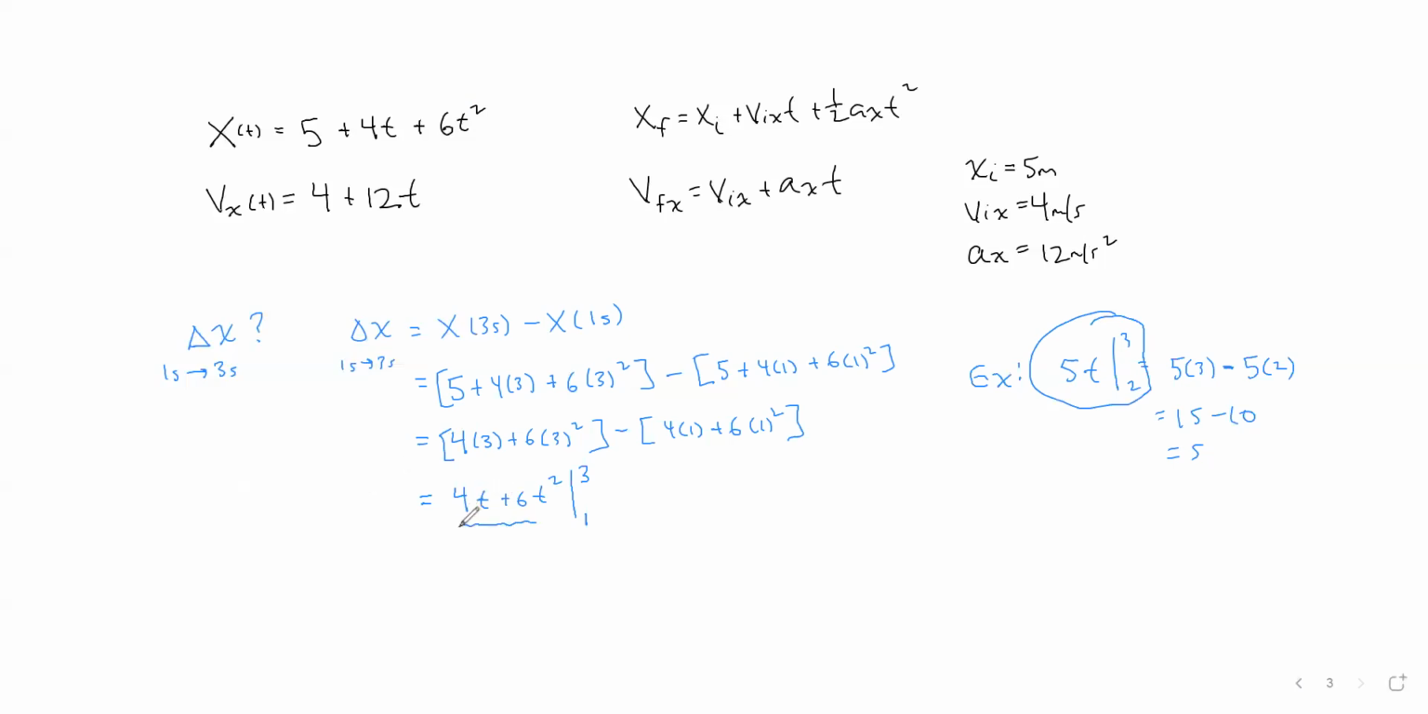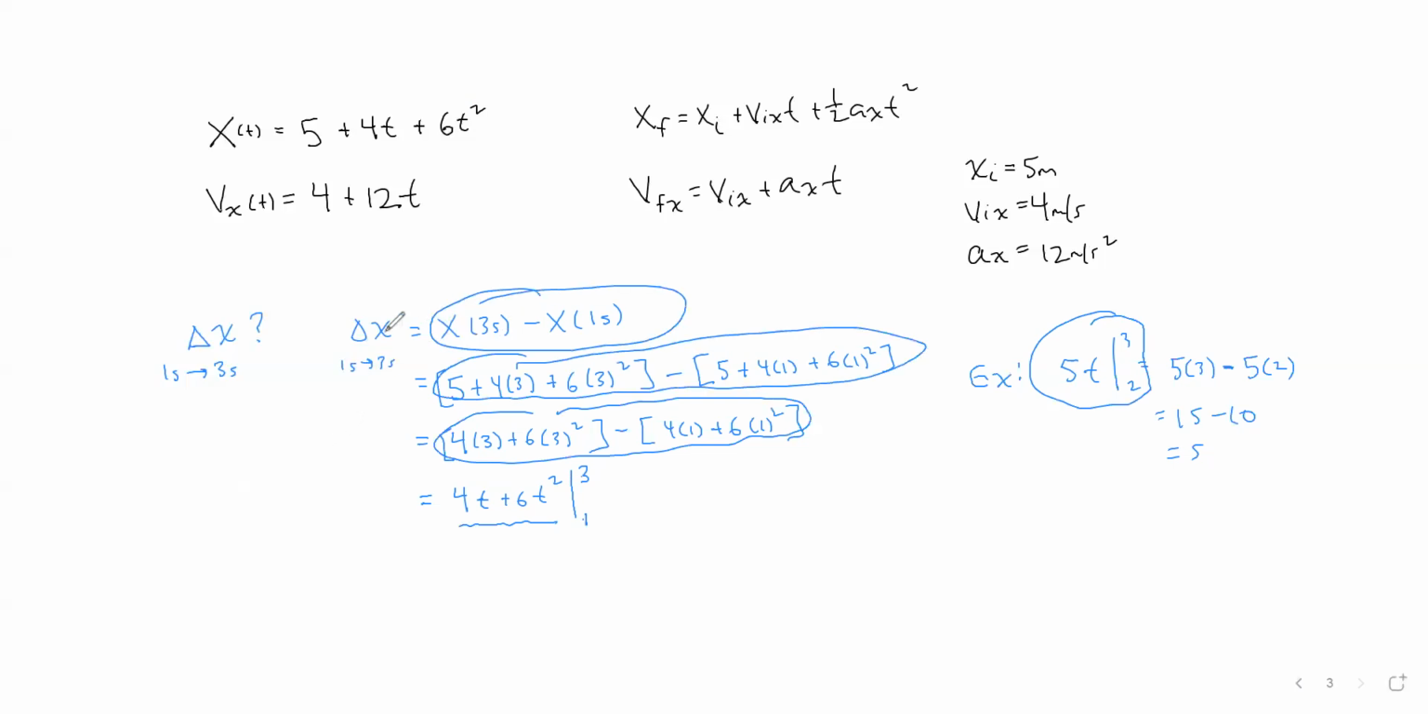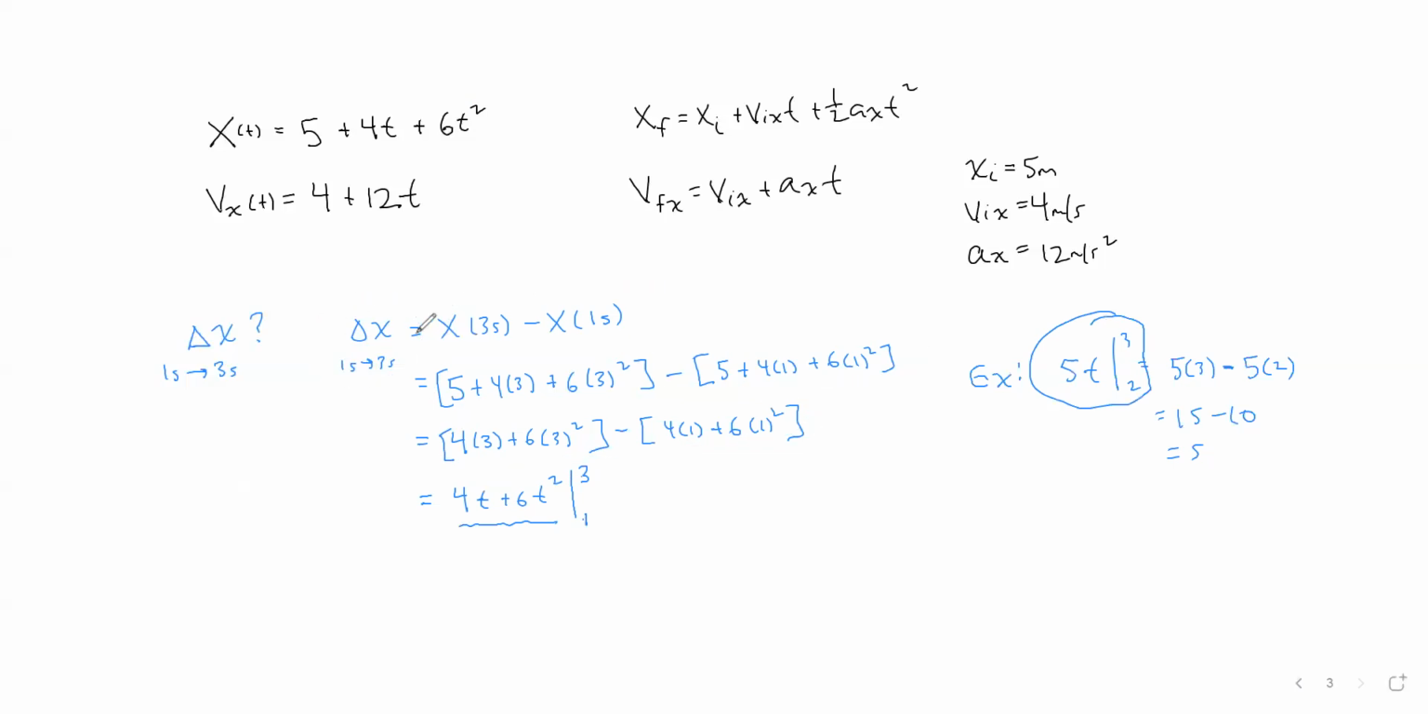And 4t plus 6t squared evaluated from 1 to 3 equals this previously written line, which equals this previously written line, which equals x of 3 minus x of 1, which is what we're looking for, the displacement. Okay, now at this point, you should start to think about the following. This is all true, Mr. Frankel, but what the heck does this have to do with integrals? Well, I'll explain.